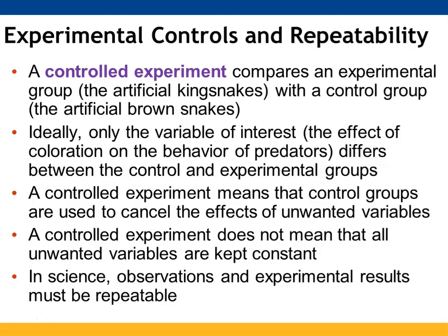So when we're performing experiments, whether we're dealing with it on a microscopic level or a macroscopic level, we want to be able to compare experimental groups to control groups. We want to minimize variables. If we're going to have other variables, we want to try to keep them as constant as possible. And we need to be able to reproduce our results, to be able to verify the observations that we've obtained.